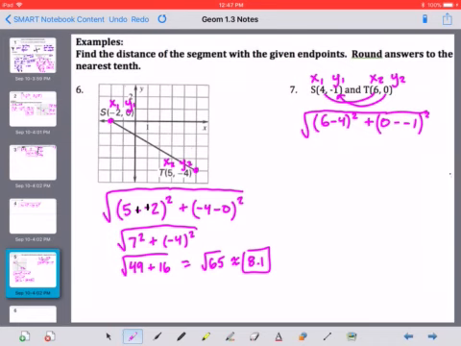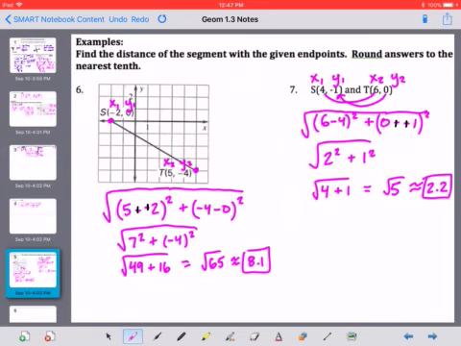So 6 minus 4 is 2 squared, plus 0 minus -1 is like 0 plus 1 squared. So 2 squared is 2 times 2. 1 squared is 1 times 1, which is 1. And we end up with the square root of 5, which is approximately equal to 2.2. Okay, so there's a couple of examples of using that distance formula.